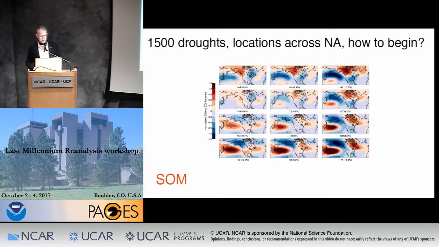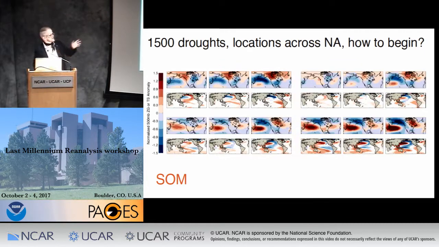So ostensibly what we can do is take the geopotential height anomaly for each of these 1,500 droughts. We can throw that pattern into a self-organizing map algorithm, and what it's going to do is cluster the maps that are similar together. So we're going to identify the atmosphere-ocean dynamics that are similar across different droughts across these different runs.